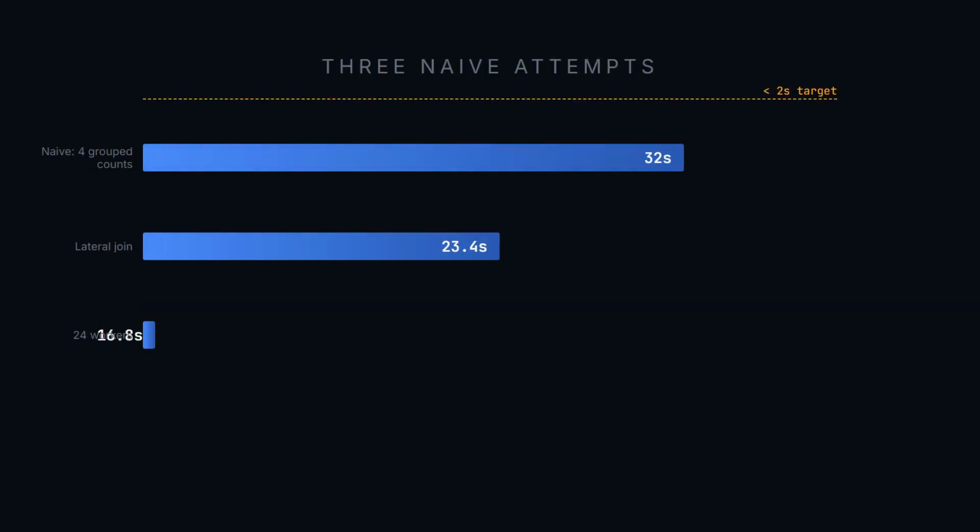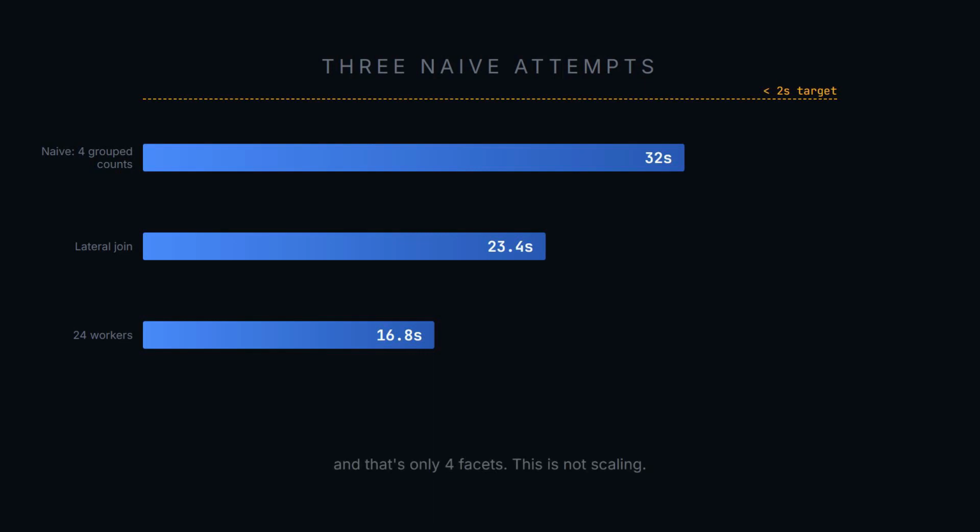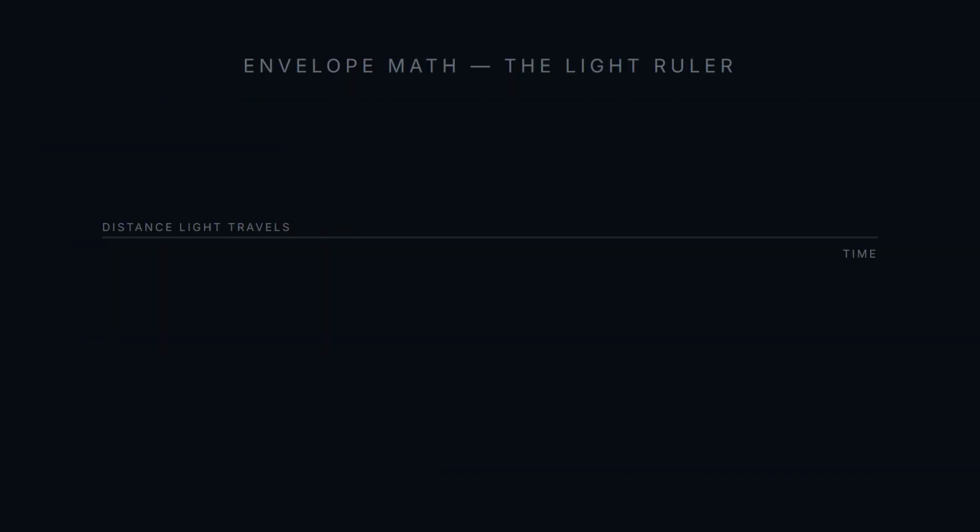Consultant Ants Aasma tried the obvious thing on 100 million rows. 4 grouped counts, union together: 32 seconds. 1 scan via a lateral join: 23.4 seconds. 24 workers: 16.8 seconds. And that is only 4 facets. This is not scaling. Let us do the math.